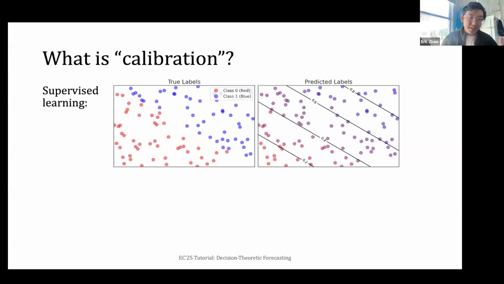I think this is going to deviate a bit from the typical way in which calibration is defined, but let's start off by considering a supervised learning problem. So binary classification, and what I have on the left is the true labels. The bottom left corner is going to be red points, the top right corner is going to be blue points. And the plot on the right, let's say these are the predictions that my model makes. My model doesn't make binary predictions, it makes probabilistic predictions. So it tells me the probability that something will be blue. And these lines that I've drawn correspond to the level sets of my predictor.